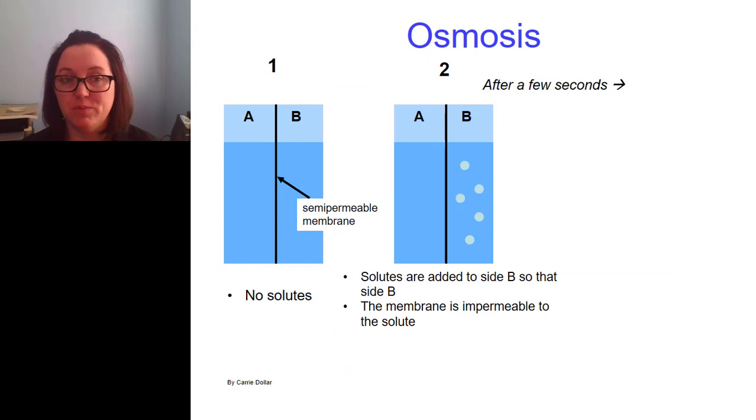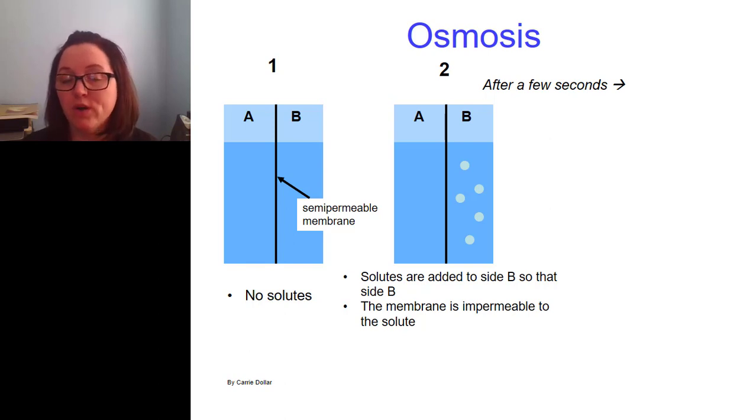So let's take a look at this in a pictorial format. Okay, at number one, we have a beaker of water with a semi-permeable membrane down the middle. Water can cross the semi-permeable membrane, but like a cell membrane, most solutes cannot cross this membrane. At this point, there are no solutes present in the water. At number two, we've added solutes to side B. Remember, the solutes cannot cross over to side A. They're too big, they're too polar, they can't cross, right?